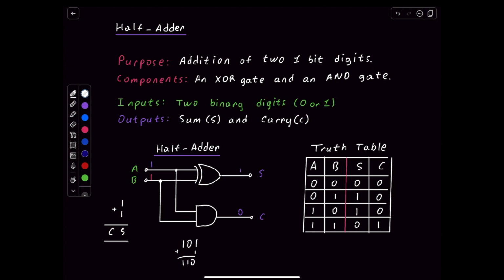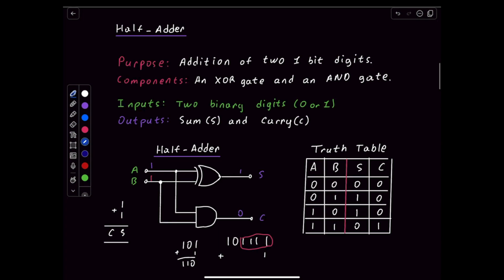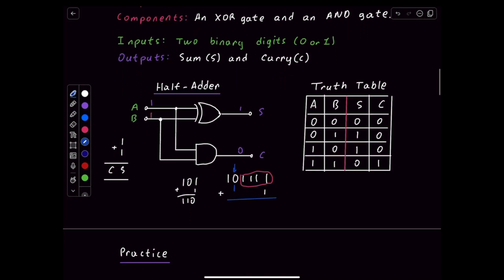Every time we have a bunch of 1s, when we add 1 to that, all of these 1s are going to turn into zeros, and the bit that is in front of them is going to turn into a 1. So if we did that calculation, we'd end up with 1 1 0 0 0 0.